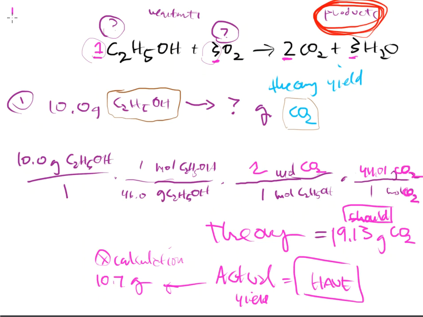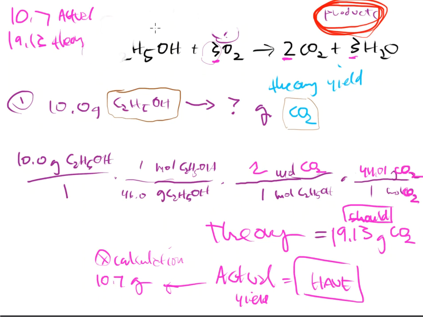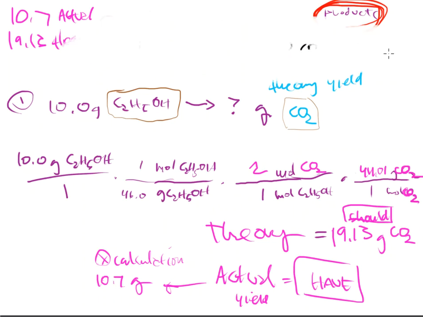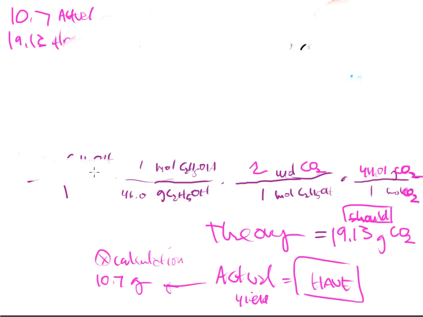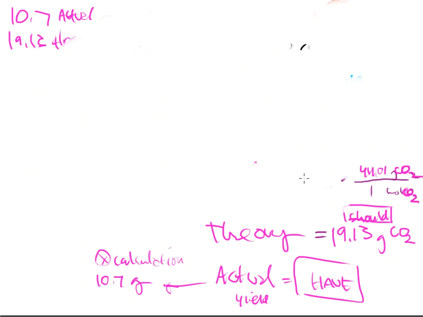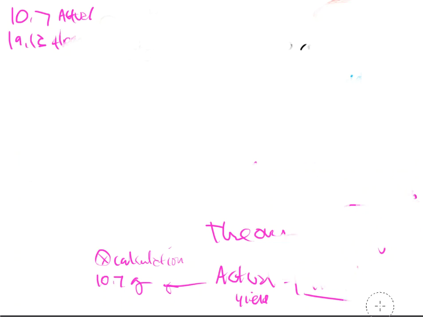So I've got a 10.7 for my actual yield, and then I have a 19.13 for the theory yield. All right, so what do we do with these numbers, right? There is a way that I can go through and see basically if you were pretty good with that experiment or not. And the way that we do that is that we calculate this thing called a percent yield.